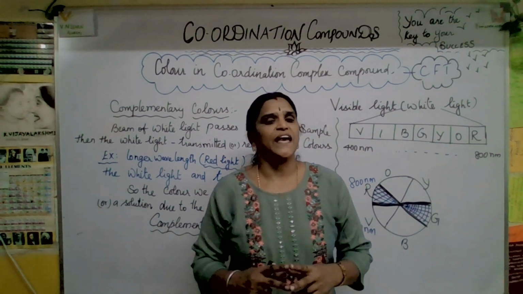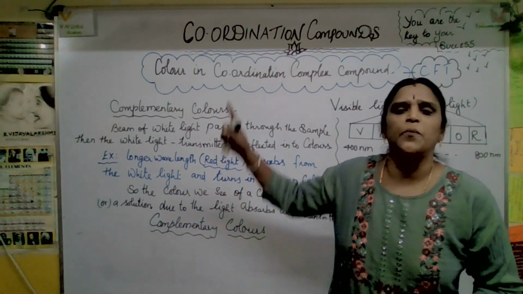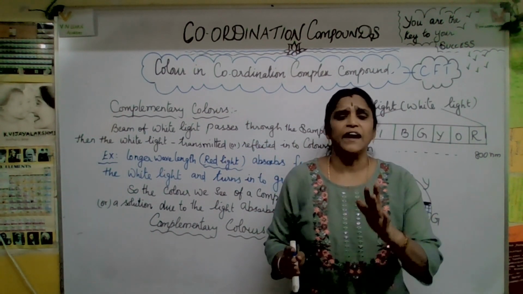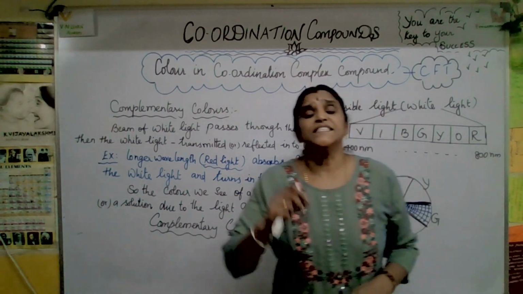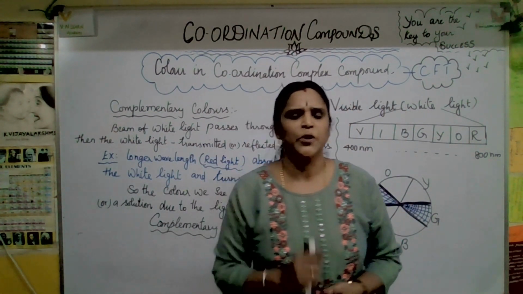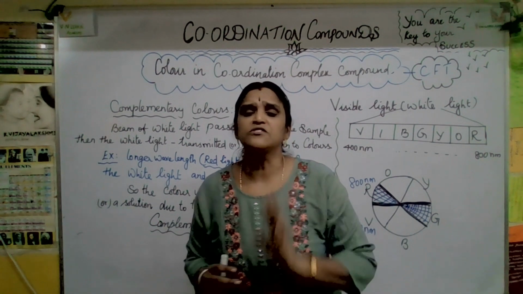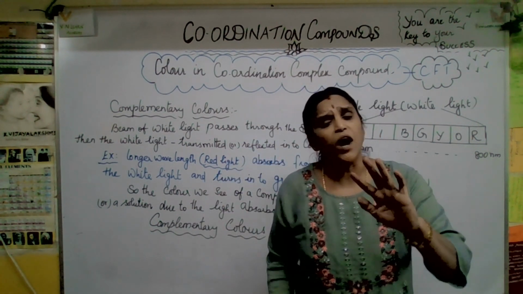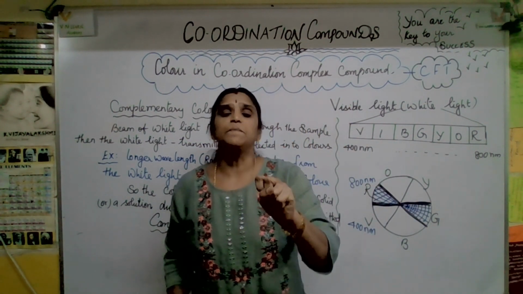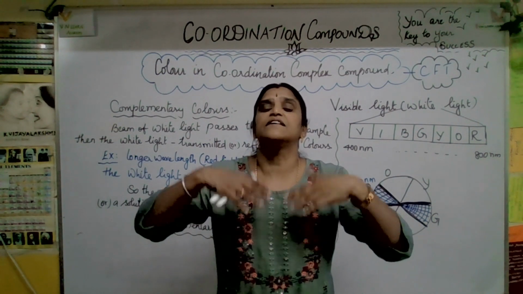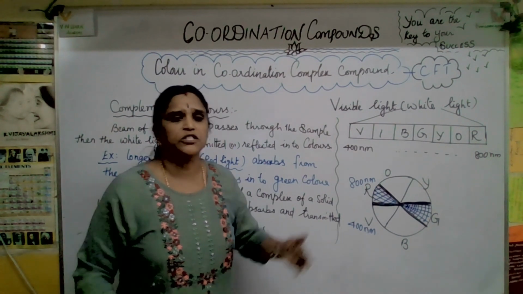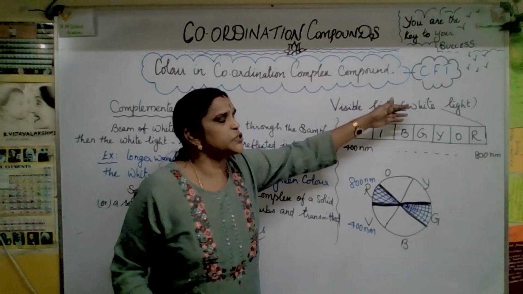Hello students, today we are going to see an interesting and important topic, that is colors in coordination complex compounds. Actually, the great achievement of CFT is its ability to explain the colors of coordination complex compounds. You know very well, most of the transition metals are colored. So what transition metals are doing is absorbing light from the visible region, and the rest is transmitted as colors. As you have learned in physics, even in chemistry, light passes through the prism.